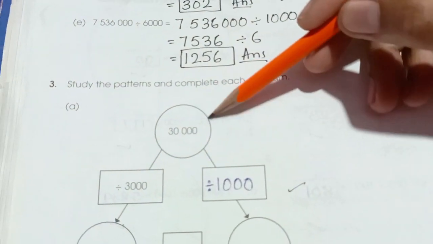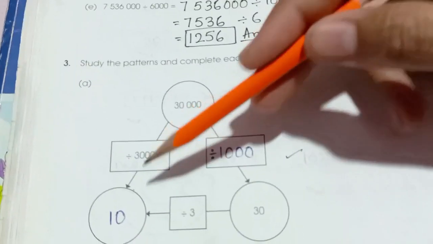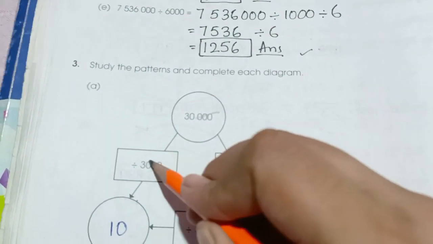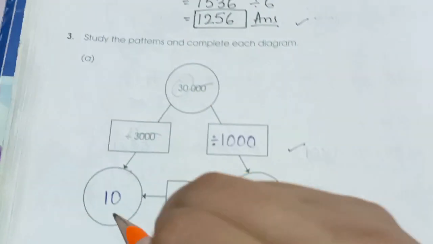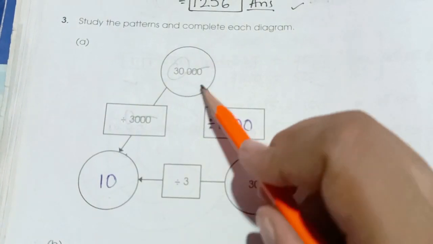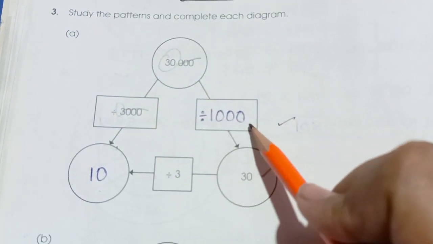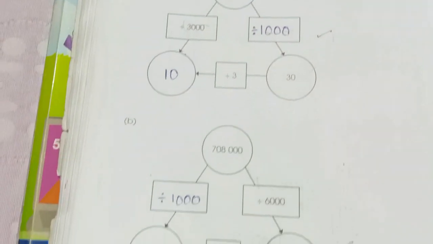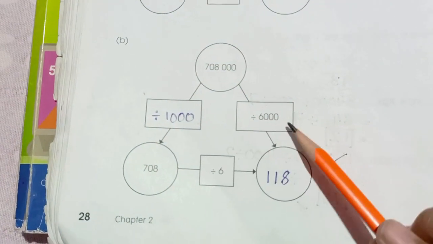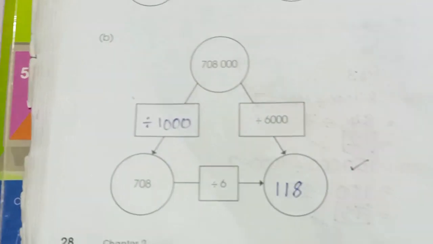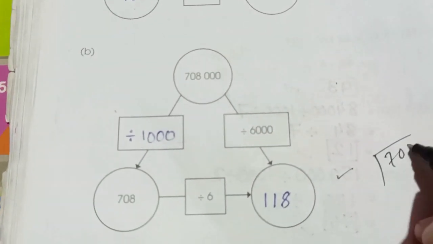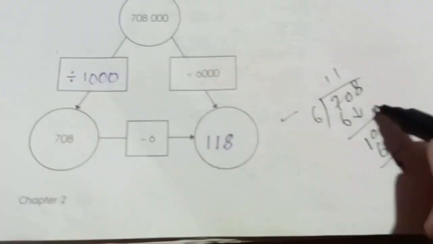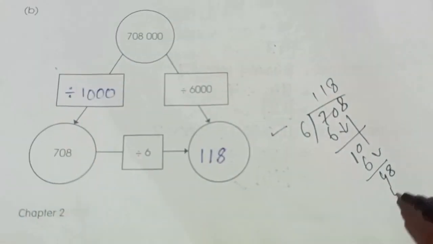Now we have 30,000 divided by 3000. So we have 10, because we just cut the 0, 2, 3 and 3, and 3 30, 3 tens are 30. Now here we have 30, so it means that we divide 30,000 with 1000. We cut 30, so the remaining number is 30. Here we divide this number with 1000. 708 divided by 6. 6 ones are 6, 1, 0, 6 ones are 6, 4, 8, 6 8s are 48.